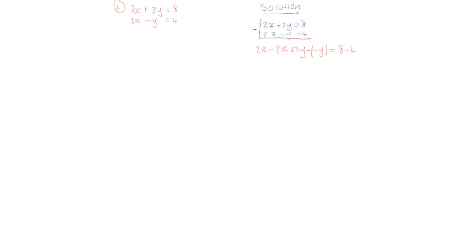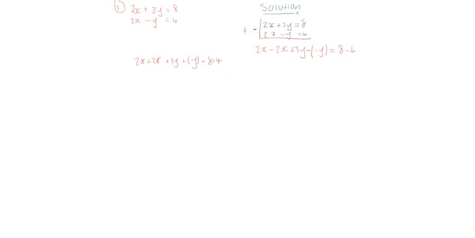So now suppose someone uses a positive sign here. Let us see what will happen. So it will be 2x plus 2x. Then I'm having positive 3y plus minus y is equal to 8 plus 4. Okay. So now let us solve these equations.